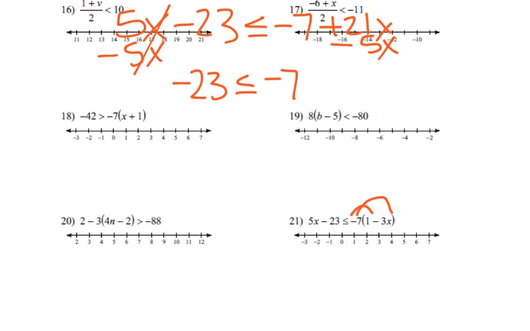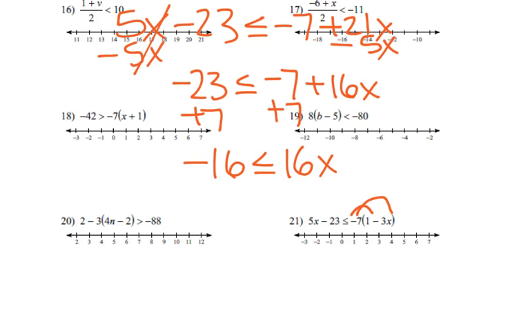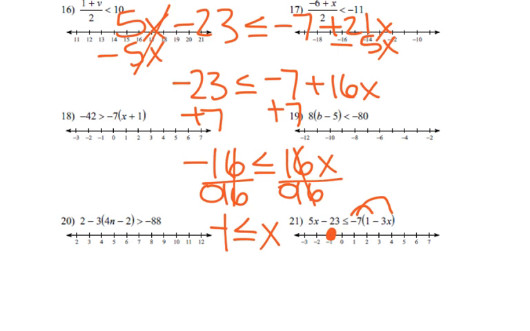21 minus 5x would give us a positive 16x. Add 7 to both sides. And we would end up with negative 23 plus 7 would be a negative 16. It's less than or equal to 16x. Divide by 16. Because it isn't negative, I keep negative 1 is less than or equal to x. So negative 1 filled in circle, and x is bigger, so I shade to the right.